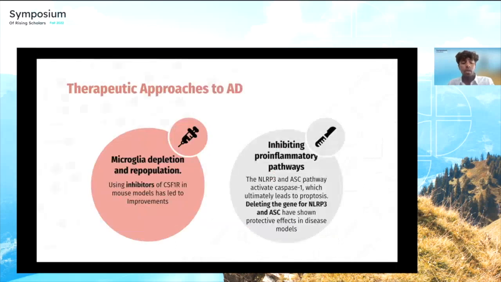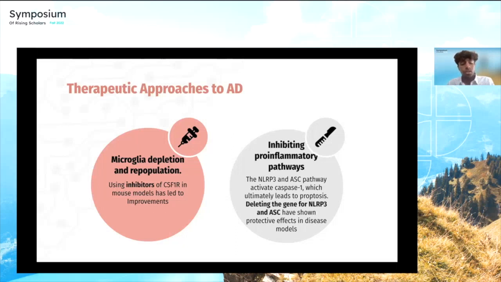Due to the fact that microglia activation may drive disease progression, researchers have pursued microglia depletion approaches followed by repopulation by residual microglia. This has led to beneficial effects in AD mouse models where the microglia were eliminated by inhibitors of CSF1R, which is a microglia receptor that's important for signaling. This improved cognition and reduced neuroinflammation.